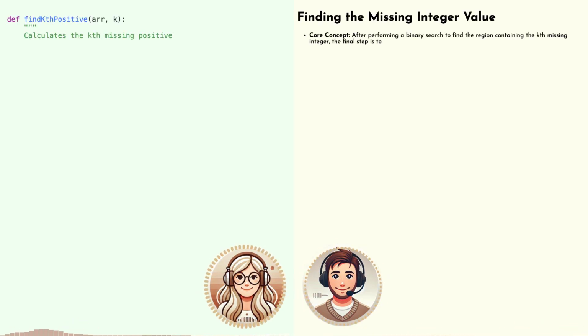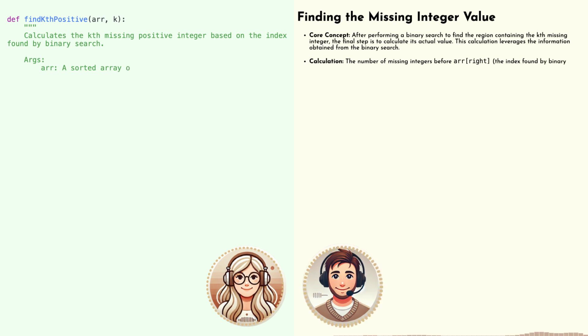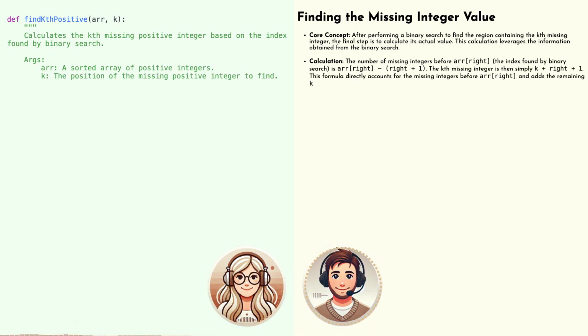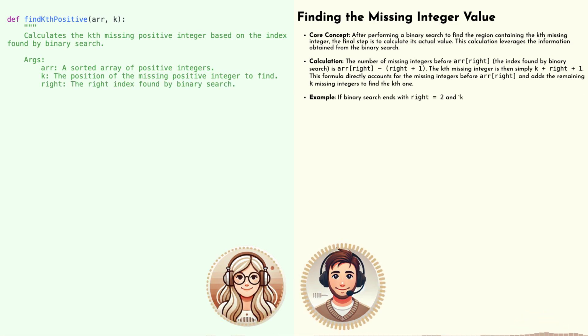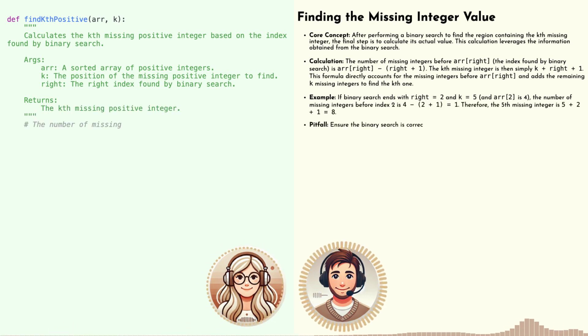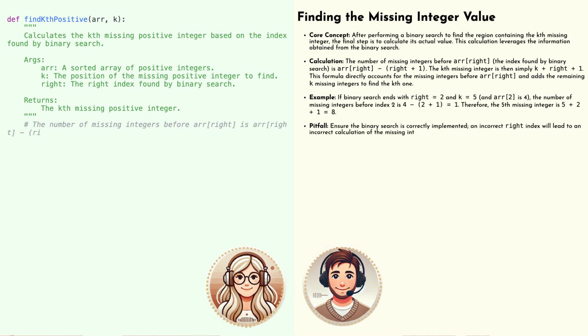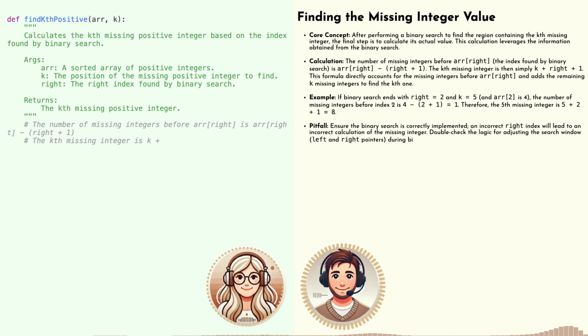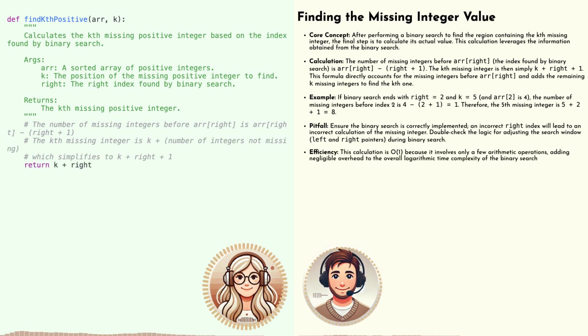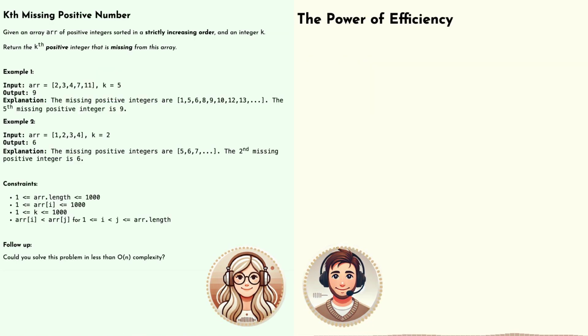To get the value, we use a simple formula. Okay, lay it on me. We take the value of our right pointer, add k to it, and then subtract the number of missing integers we've already counted. So let's say the binary search has done its thing and our right pointer is now at the number 7. We add our k value, which is 5, to get 12. And let's say we counted 3 missing integers along the way. So we subtract 3 from 12, which gives us 9. And that's the 5th missing positive integer in our original array. Exactly, we found it. That's so cool.